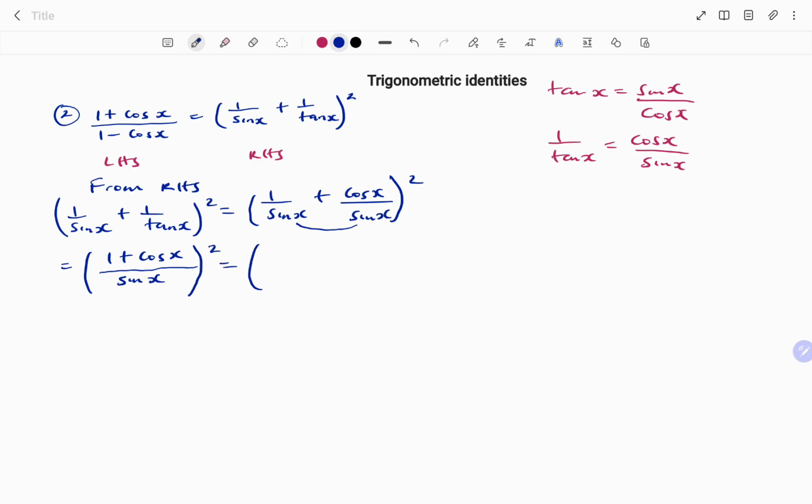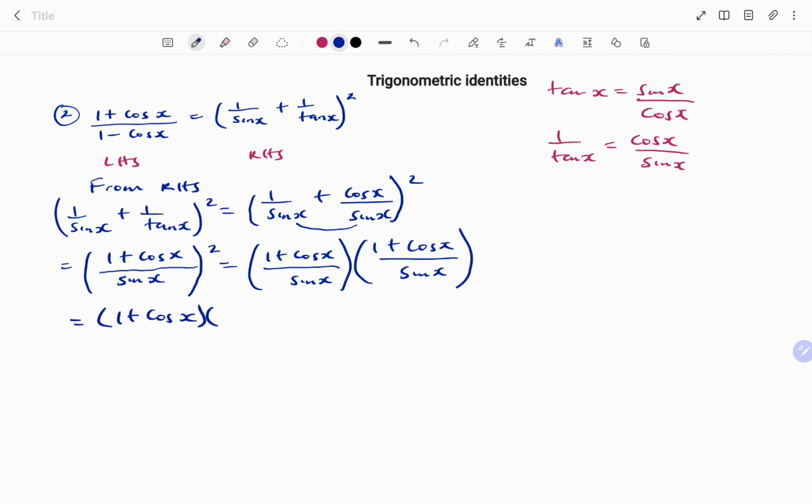If we expand, we're going to have 1 plus cos x over sine x multiplying the same terms, 1 plus cos x over sine x. If we expand, at the top we are going to have 1 plus cos x multiplying 1 plus cos x. At the bottom, sine x times sine x, that's sine squared x. Using the trig identities, sine squared x is the same as 1 minus cos squared x.